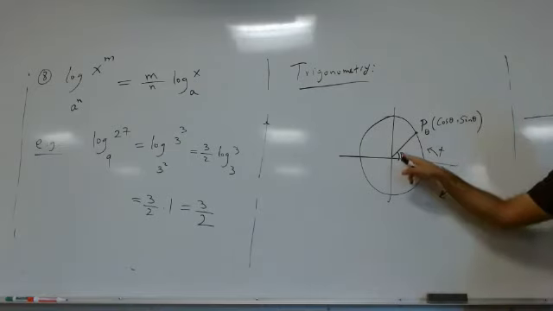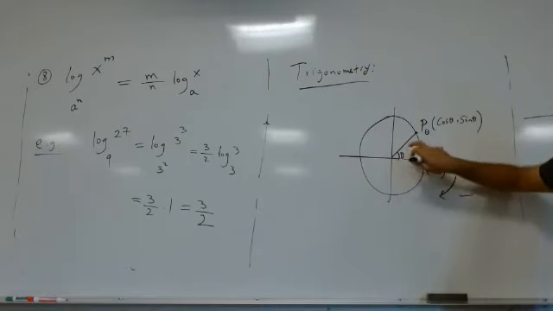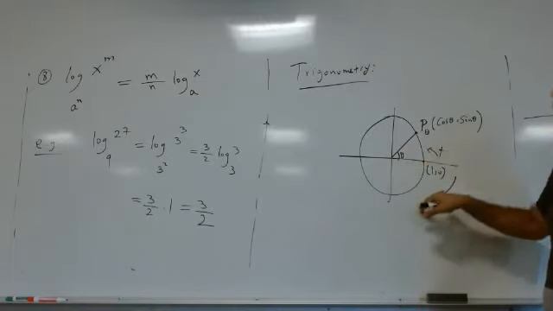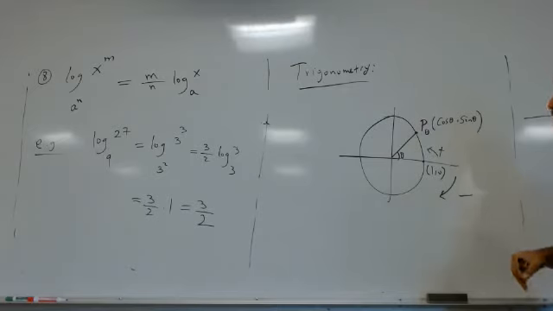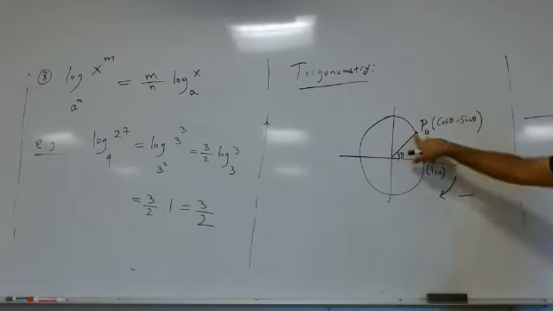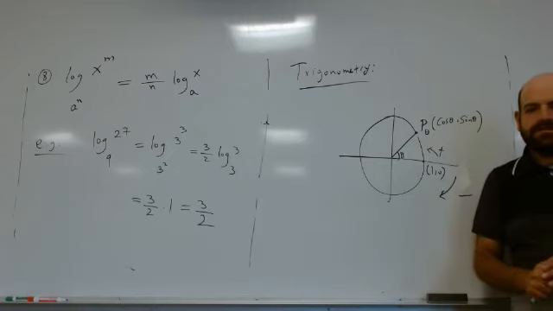Okay, so for any angle that you have, first you have to determine your angle. If it's positive, move counterclockwise. If it's negative, move clockwise. And once you have your angle, find the point on the unit circle called P sub theta. The x coordinate is called cos theta. The y coordinate is called sine theta.